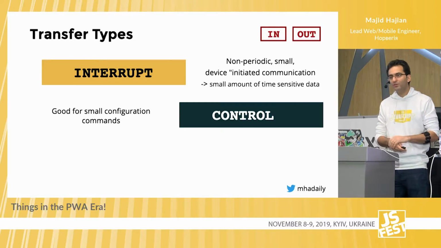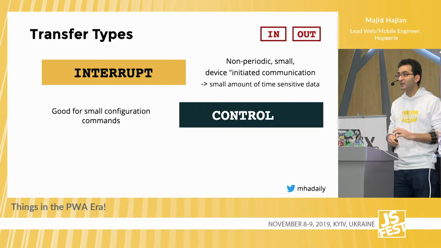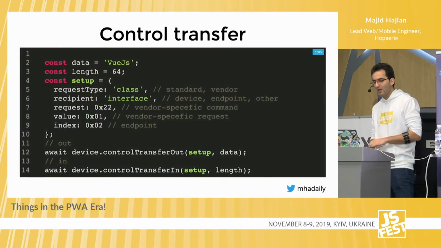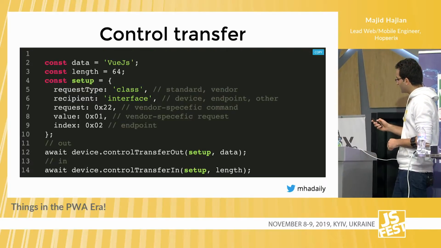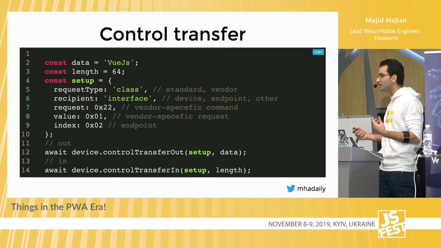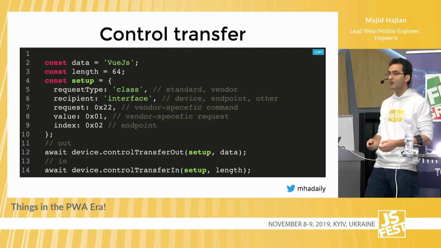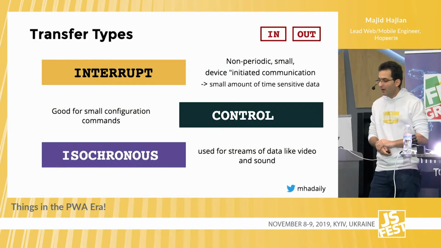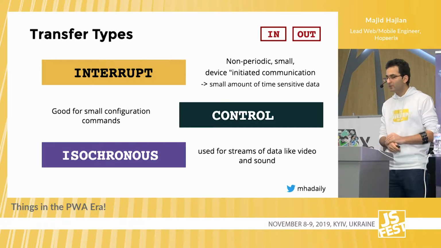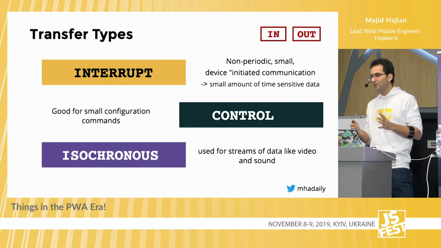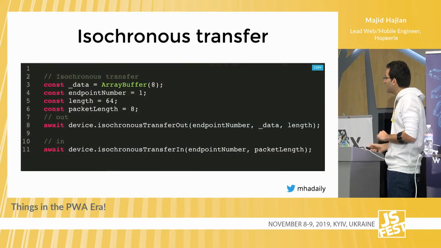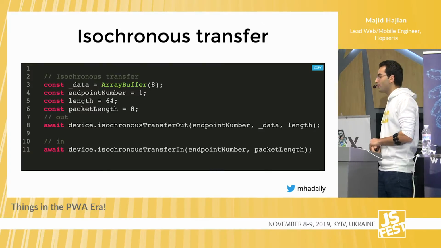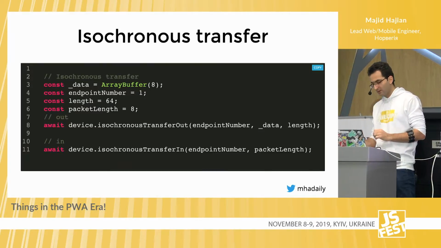Then the control transfer is good for devices that have multiple configurations, like a joystick, for instance. That's a bit more complex here. You have to set up your device, and then you need to transfer data in and out with control transfer. And then isochronous, which is good for streaming data, like video or audio. Again, the API is fairly simple, so you can transfer data in and out of the devices.